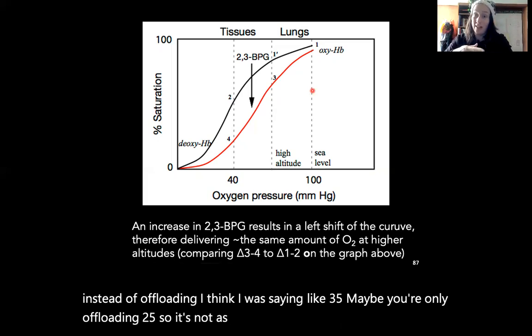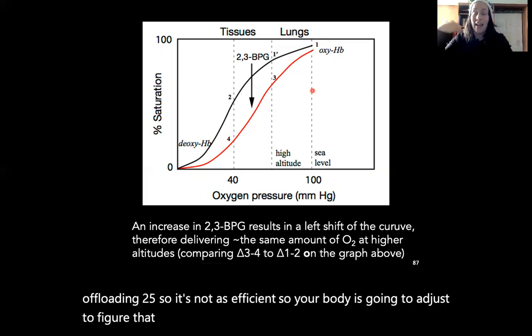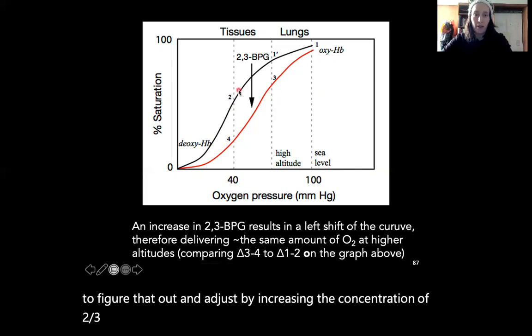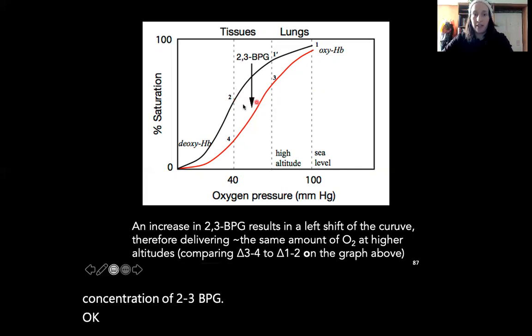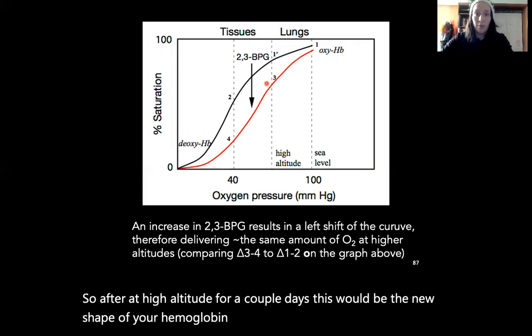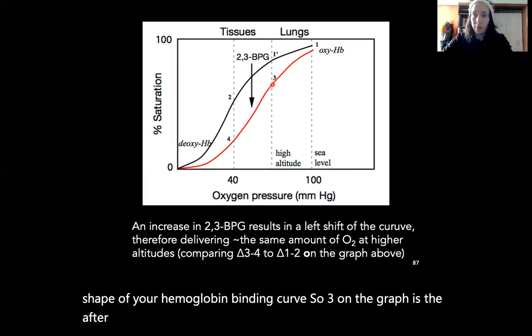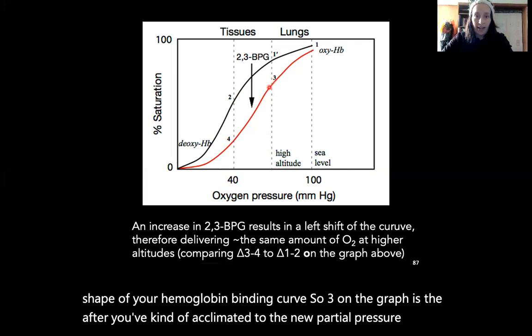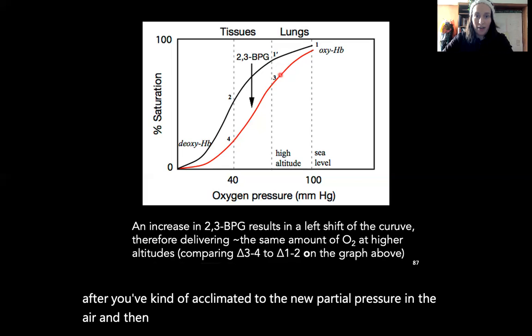So your body's going to adjust to figure that out, and it adjusts by increasing the concentration of 2,3-BPG. Okay, that creates this right shift. So after you're at high altitude for a couple days, this would be the new shape of your hemoglobin binding curve. So 0.3 on the graph is after you've acclimated to the new partial pressure in the air. And then 0.4 is the amount of offload.